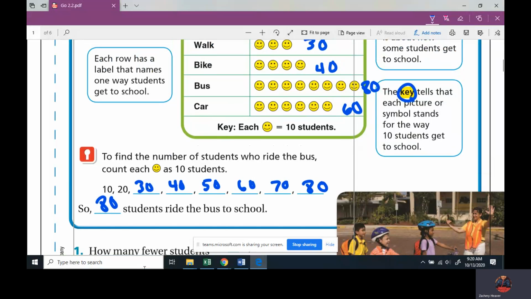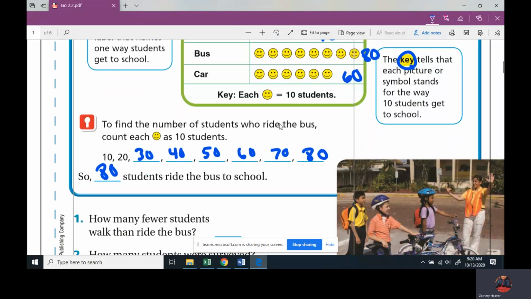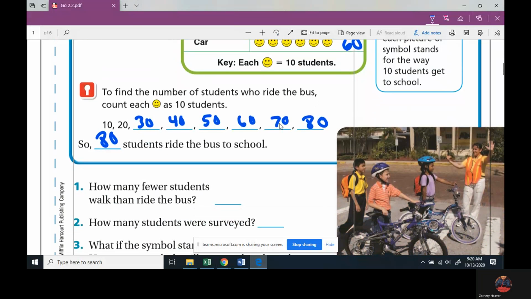Does that make sense, David? Yeah. That makes sense, Adeline? Kenna? I put 80 because I saw the 8 at the top. Makes sense, Caleb? I put 80, because that is how many students. All right, we have to move on.